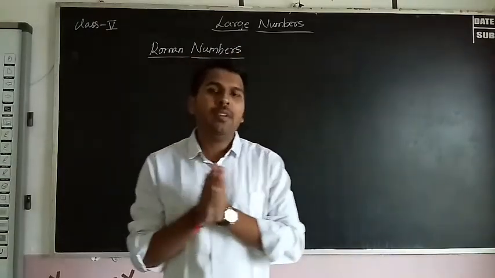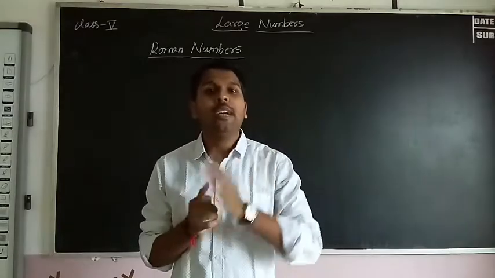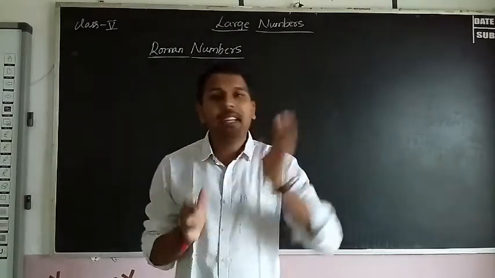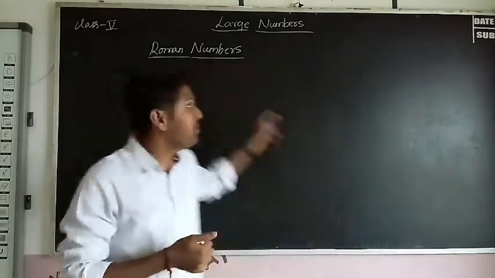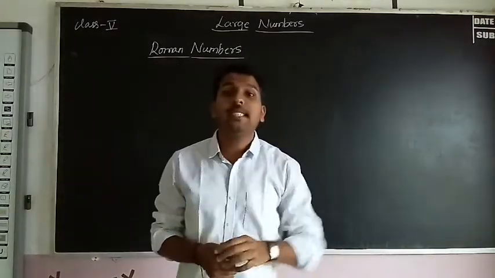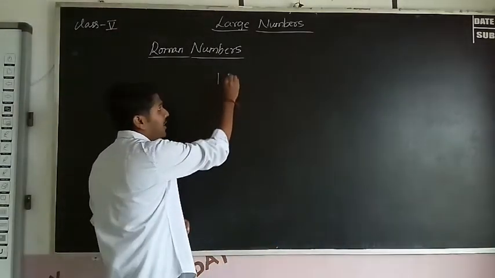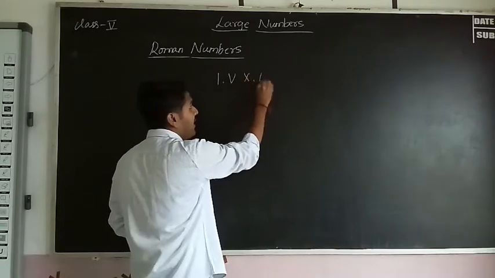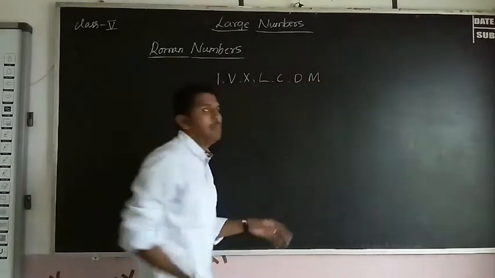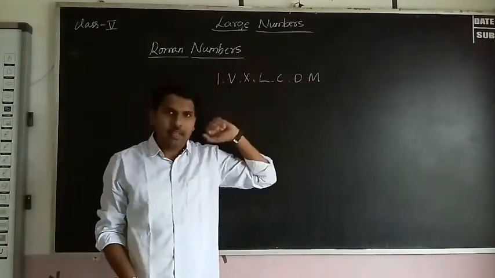In day-to-day life, we use the numbers 1, 2, 3, 4. These are called Hindu-Arabic numbers. But in ancient times in Rome, they used Roman numbers. Roman numbers use 7 letters of English. What are those letters? I, V, X, L, C, D, M. By using these 7 letters, they can write the Roman numbers.